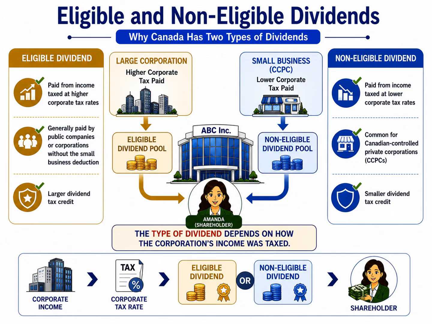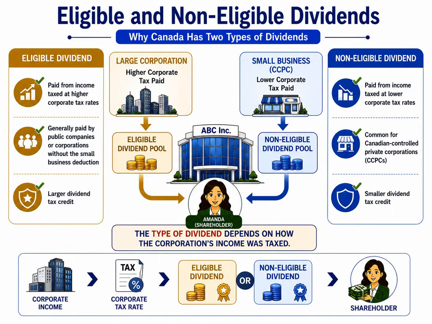On the other hand, when corporate income has been taxed at the lower corporate tax rate, such as income eligible for the small business deduction, the corporation generally pays a non-eligible dividend. Because less corporate tax was paid initially, the shareholder receives a smaller dividend tax credit, resulting in somewhat higher personal tax than would apply to an eligible dividend.